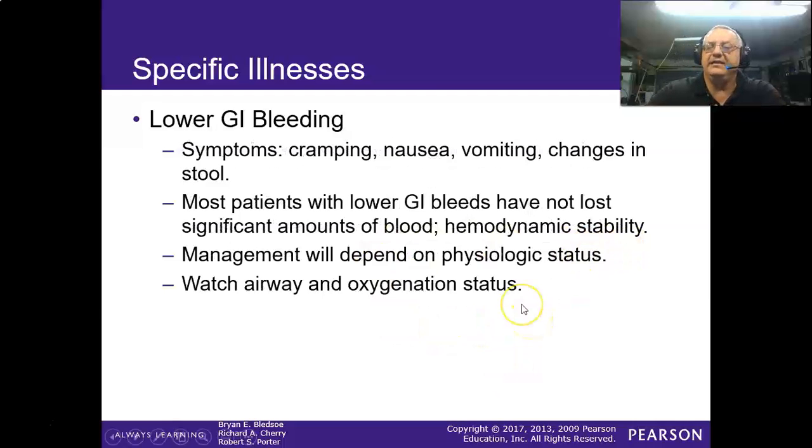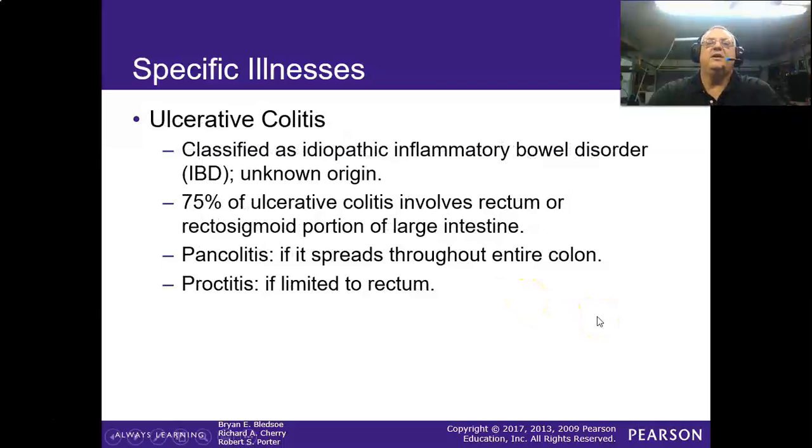Again, cramping, nausea, and vomiting usually go along with lower GI bleeding. Usually a melena or a hematochezia is what you're going to have. Ulcerative colitis, again, this is idiopathic. It happens within the person, an inflammatory bowel disorder, and it usually causes irritable bowel syndrome. Pancolitis spreads through the entire colon, and proctitis is only limited to the rectal area.